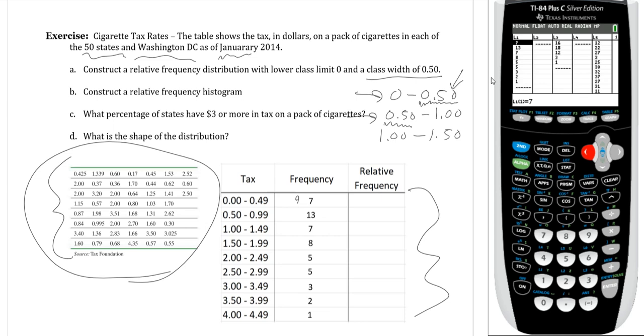So, a couple different ways of working with class limits depending who you talk to. If you look up some things about creating histograms, sometimes you'll see class limits presented in a little bit of a different way.